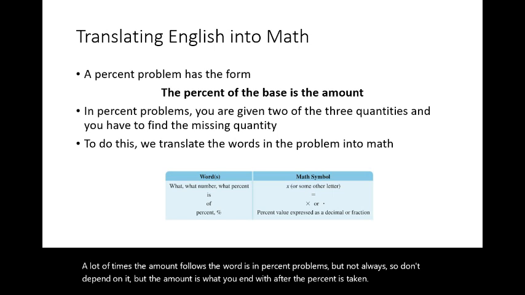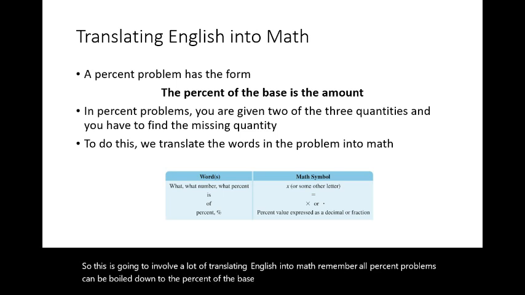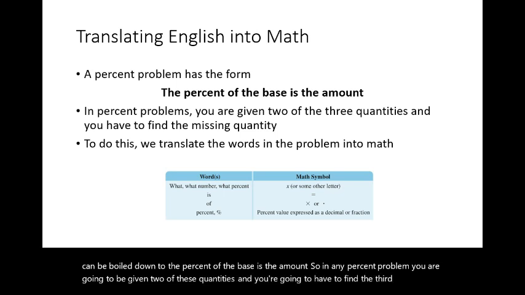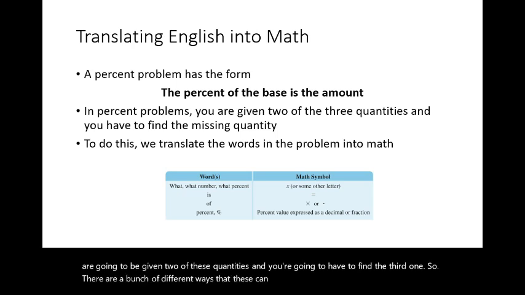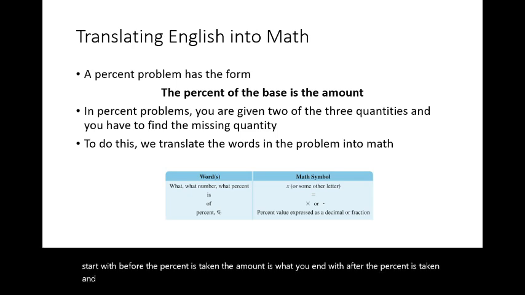So this is going to involve a lot of translating English into math. Remember, all percent problems can be boiled down to the percent of the base is the amount. So in any percent problem, you are going to be given 2 of these quantities, and you're going to have to find the third one. So there are a bunch of different ways that these can be asked, but remember, the base is what you start with before the percent is taken, the amount is what you end with after the percent is taken, and the percent always has a percent sign.